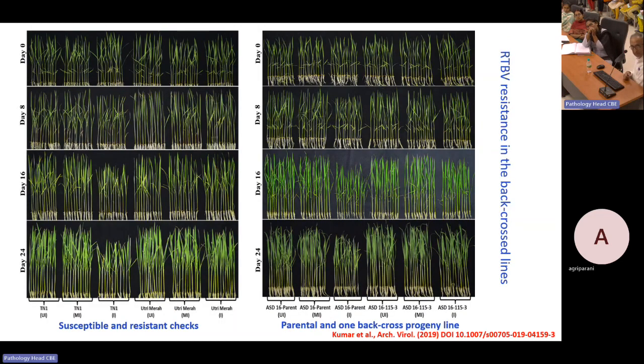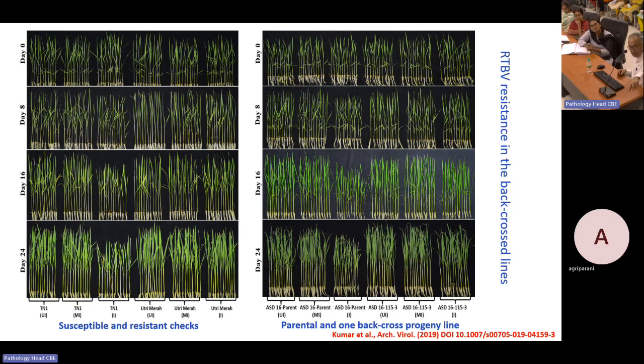These are some of the lines which he checked. This was published in 2019, and this one again a joint work. On the left, you have TN1. Agro-inoculated, initially day 0, day 8, day 16, day 24. So you see the stunting compared to mock inoculation and uninoculation. Mock inoculation means Agrobacterium without any construct, so you have the same stress of inoculation injury and all that. Uninoculated is nothing. And Utri Merah, as I said, is a resistant variety. It is showing no symptoms at all.